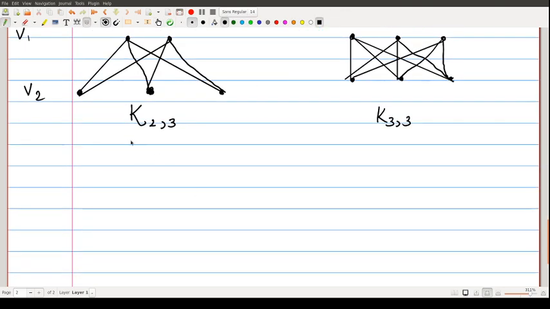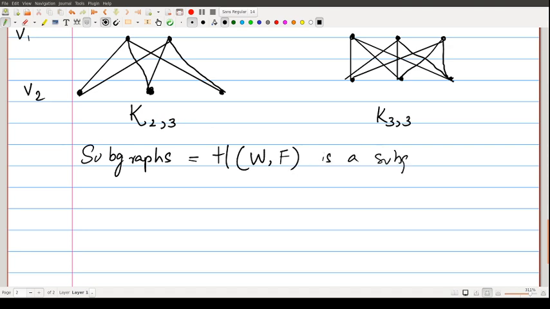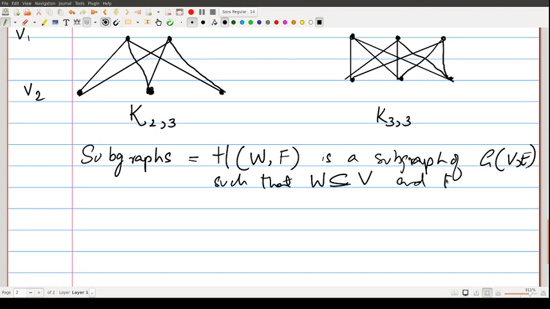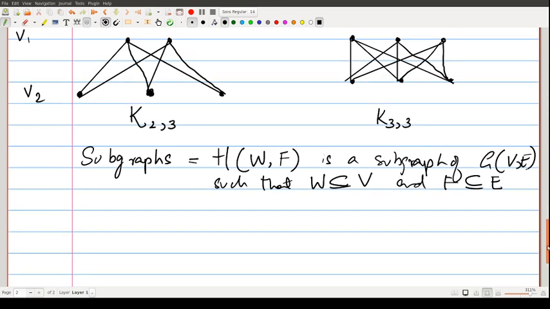Another notion that you have is that of subgraphs. A subgraph H = (W, F) is a subgraph of G = (V, E) such that W is a subset of V and F is a subset of E. So for example, if you have a graph and you take some of the vertices and some of the edges and exclude the rest, then that's a subgraph of the previous graph.